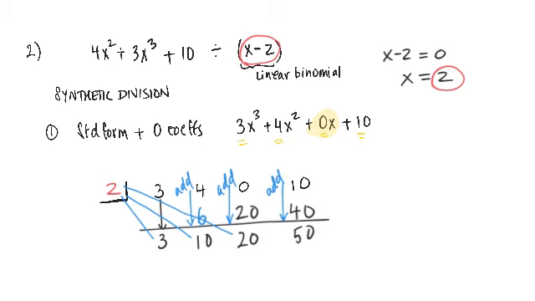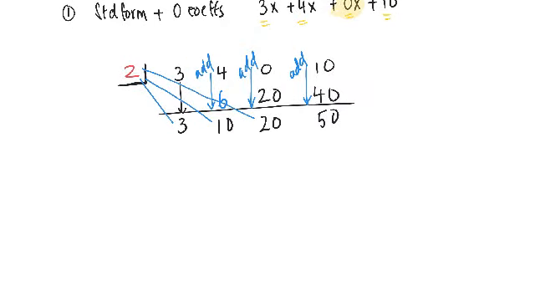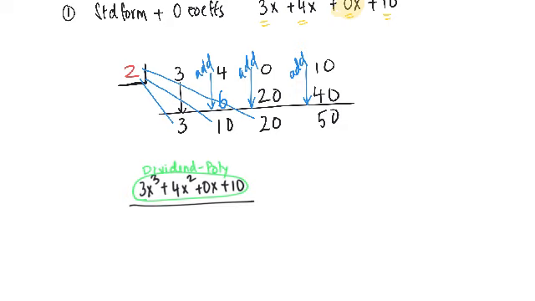And now how do we interpret the answer? So to get the answer after a synthetic division, we're going to realize a couple of things. We're going to realize that we started out with a polynomial, which we wrote as 3x cubed plus 4x squared plus 0x plus 10. So we could say this was our dividend polynomial, and then we divided it by our divisor, which was a linear binomial.